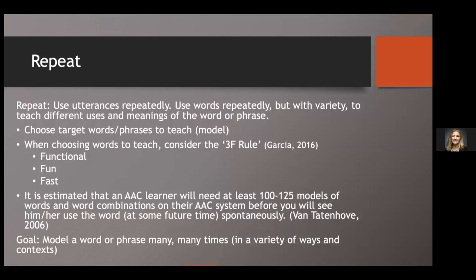Okay. So this is the R, repeat. If you saw in the video, I kept repeating "in" because that's what I was targeting with him. So you want to use utterances repeatedly, but in a natural way. You don't want it to be robotic, and you don't want to just say the target word over and over again. You want to pair it with other appropriate words, like I chose to pair it with colors in that particular video.